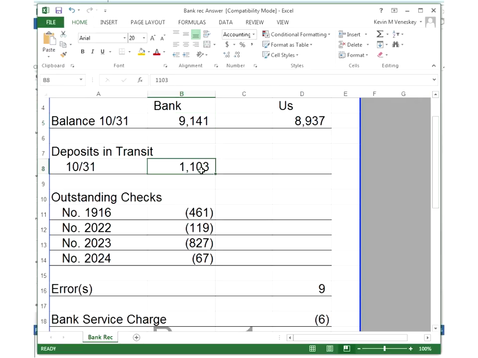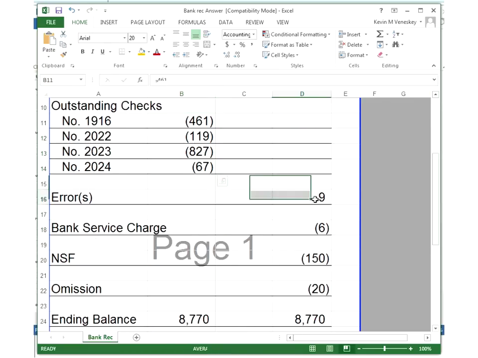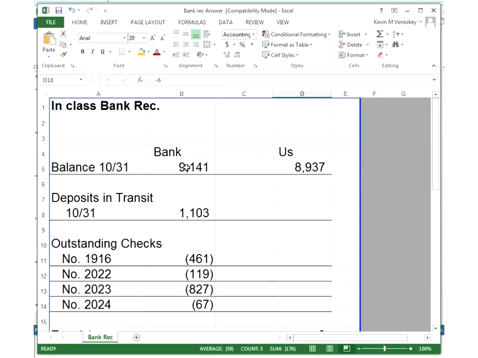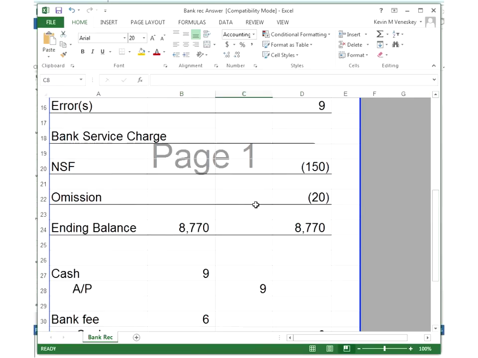Now, if you take your beginning number, you add in your deposits in transit, you subtract out your cash payments. You do the same thing over here. We add in this error that we had, subtract out the bank fee, subtract out the non-sufficient funds that we don't have, subtract out the omission, and we're going to end up with $87.70 on both sides. That's my true cash balance, $87.70. So when I look back up here, again, neither of them had it right. To start out, they were both actually too high.